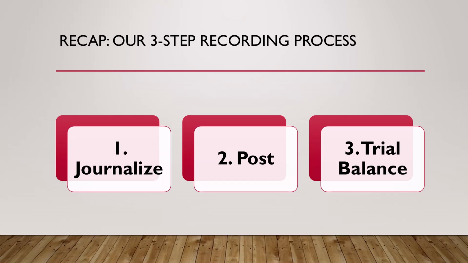So, let's recap the process we learned today. For every transaction, we first analyze it and record it as a journal entry in the journal. Second, we post the debits and credits from the journal entry to their respective T accounts in the general ledger. And third, at the end of the period, we prepare a trial balance to ensure our total debits still equal our total credits. This systematic process ensures accuracy in our accounting records.